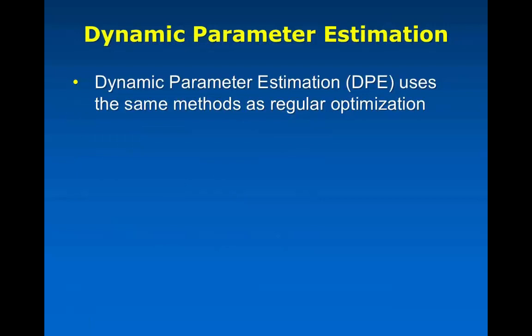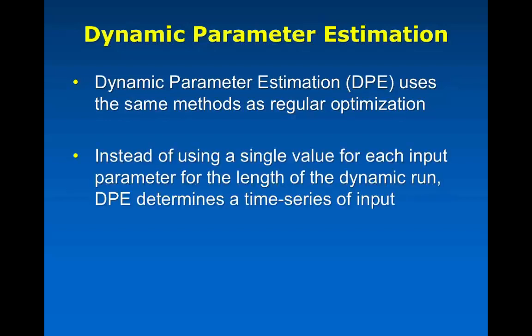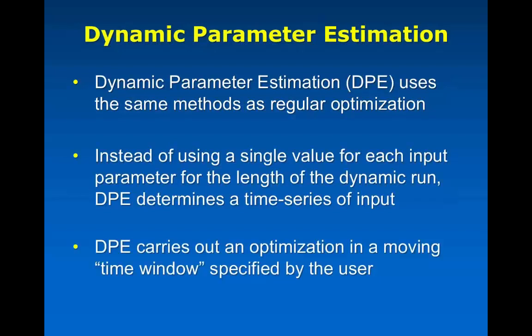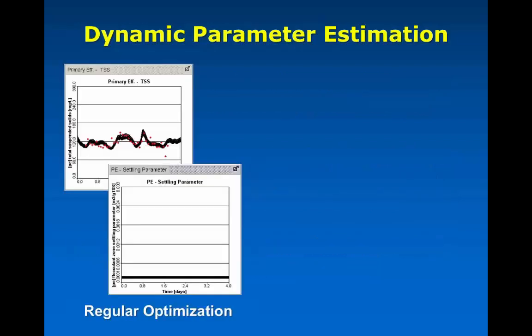Well, the dynamic parameter estimation basically uses that same methodology, but instead of taking a single value for the entire run of that simulation, it does it in a time window that steps along. So it actually carries it out on a short little window of time, and it fits the data points that it sees during that window. And then it moves along to the next window, and it finds a new set of input parameters for just the data that's in the window that it sees. So it does it on a step-by-step process. So instead of getting one answer for your optimization, you would get a whole time series of answers for your optimization.